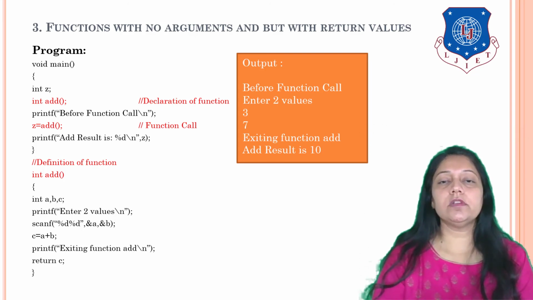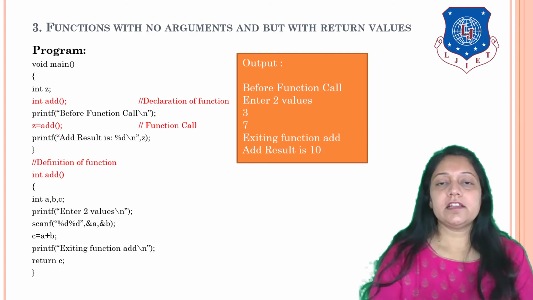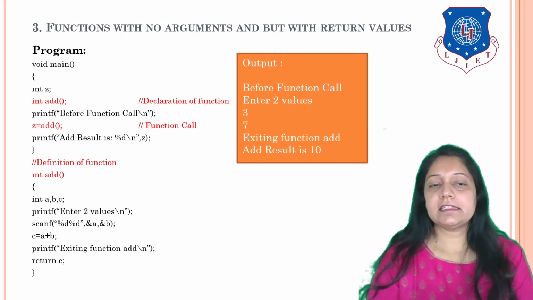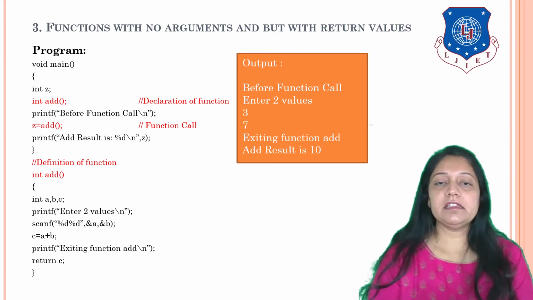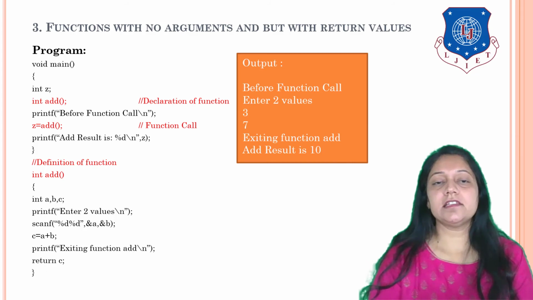So it would go to the definition of the function where you will enter the values of a and b, perform the addition, that is 3 plus 7, the value in c is 10. Then printf "exiting add function" would be displayed onto the screen. Return c means return the value 10. This 10 value will go to main and will be stored inside z, and then display the result. So add result is 10.